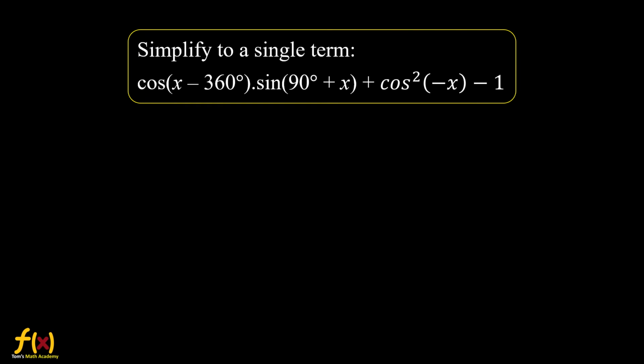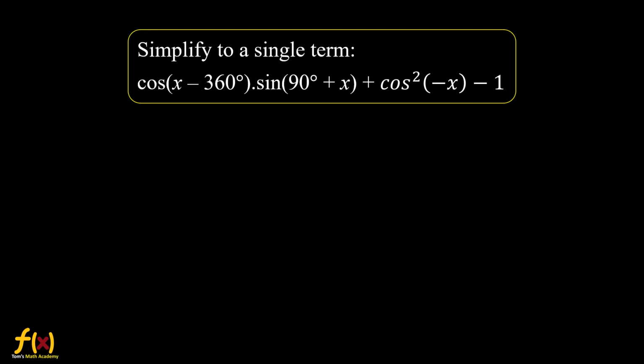Simplify to a single term. Okay, we have done a lot of questions. Now we come to the double angle formula questions. Cos of x minus 360. It is not 360 minus x. Remember that. It is x minus 360. Sine of 90 plus x and cos square of minus x. So these are the terms we have. We are going to simplify to a single term.